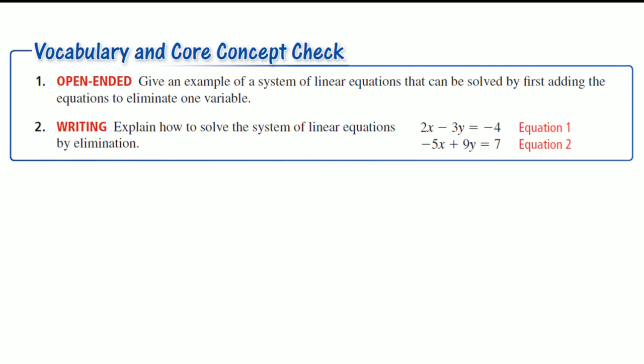Give an example of a system of linear equations that can be solved by first adding the equations to eliminate one variable. Okay, so I just want to review. If you add 3 plus 3, this gets you 6. Was anything eliminated in this process? You would say no. But if you add 3 plus -3, it becomes 0. Does something get eliminated? Yes. So just write it like this.